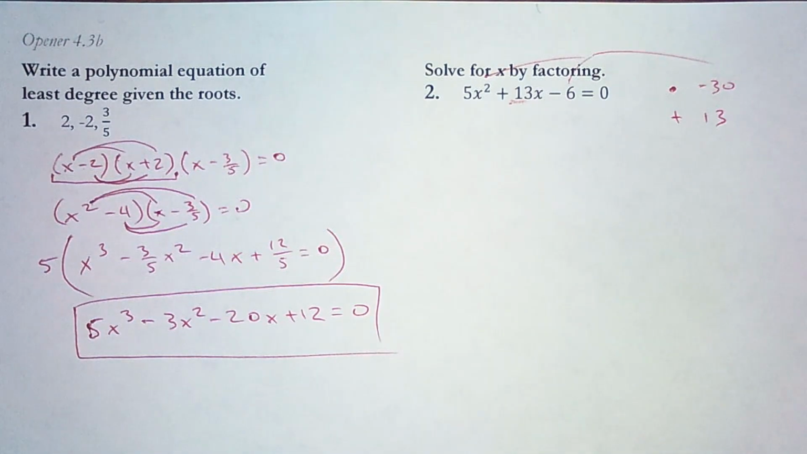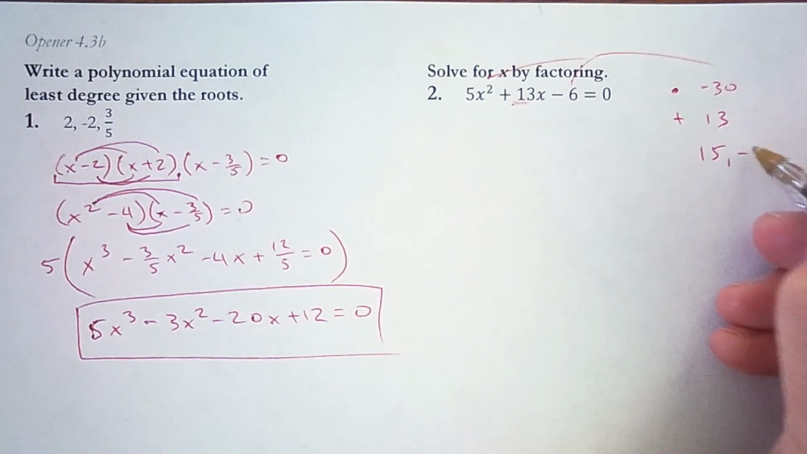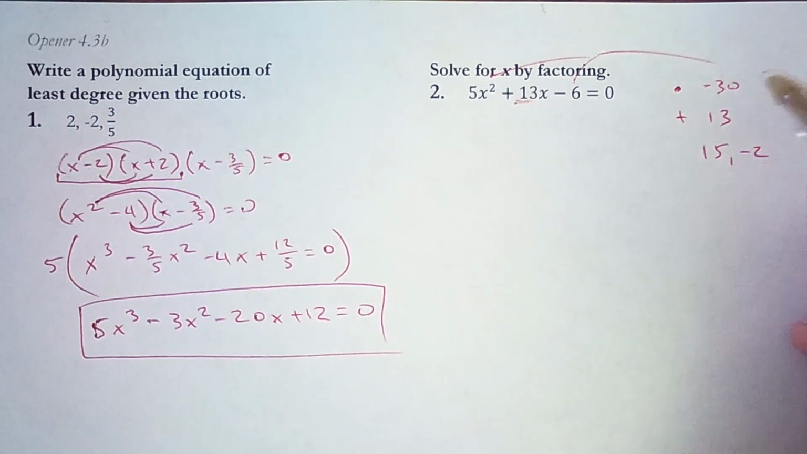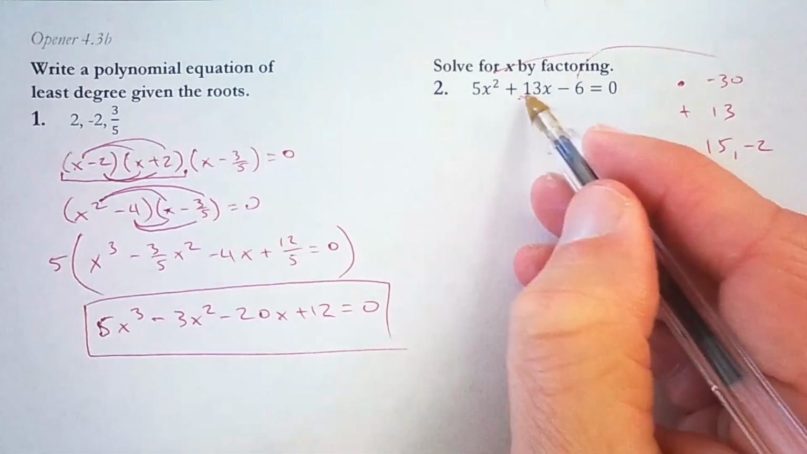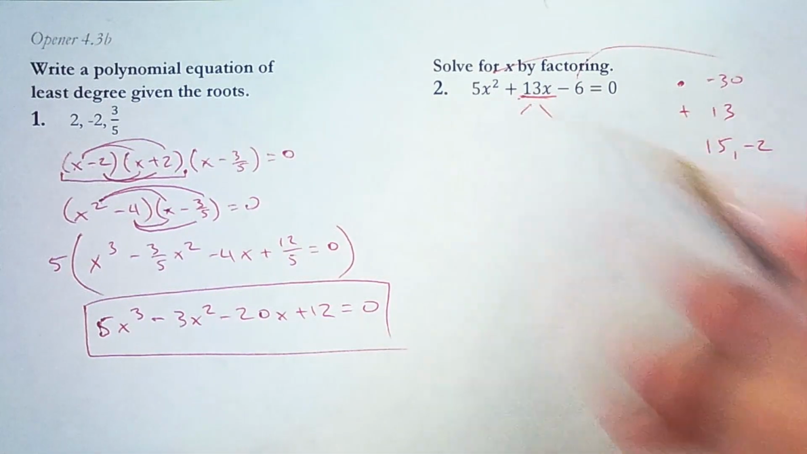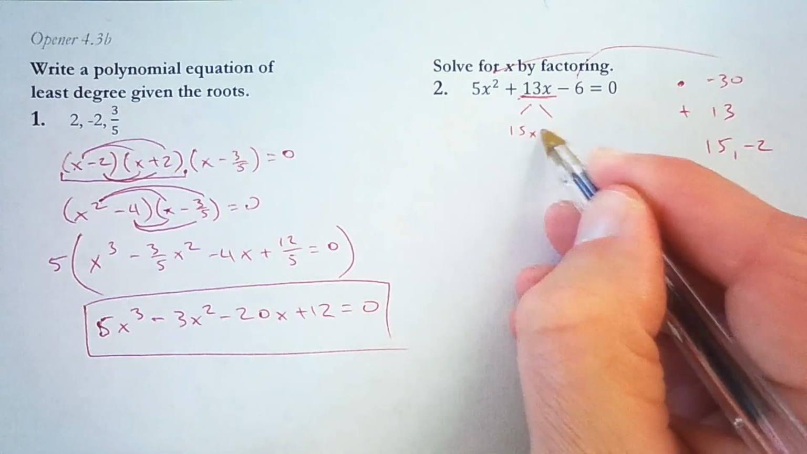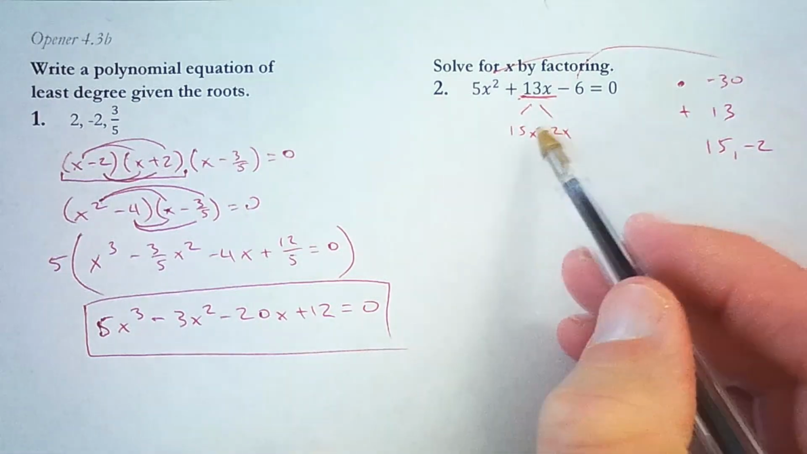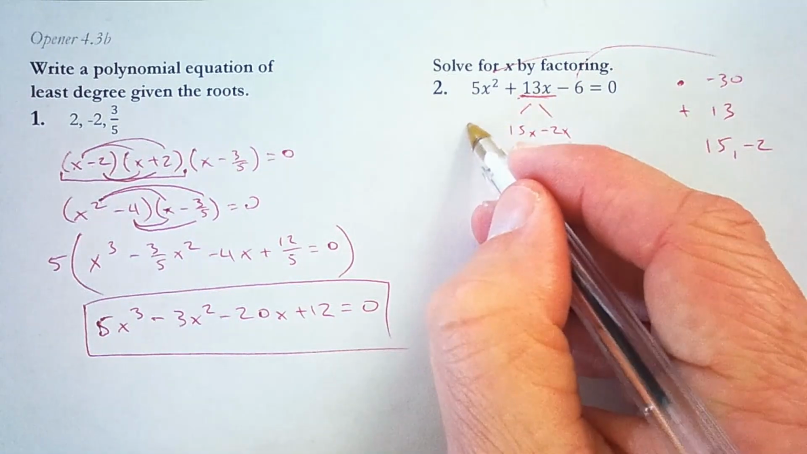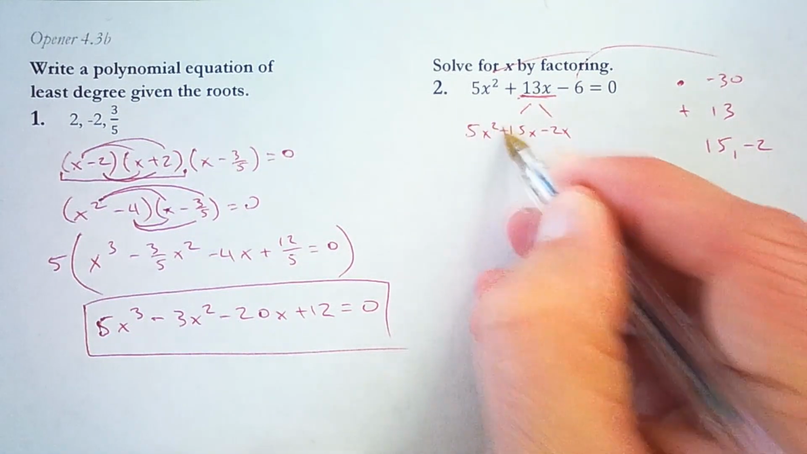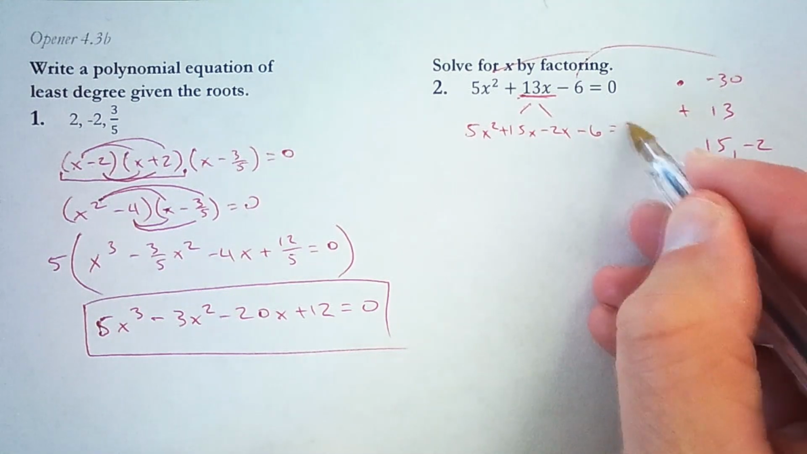Numbers that multiply to negative 30 and add to 13, I believe that's going to be 15 and negative 2. 15 times negative 2 is negative 30. 15 plus negative 2 is 13. So now what I'm going to do is take this 13x and split it up into 15x minus 2x. So I have not changed the value. 15x minus 2x is 13x. I still have the 5x squared and the minus 6 equals 0.